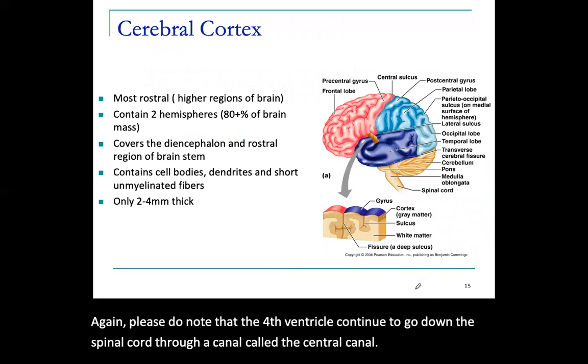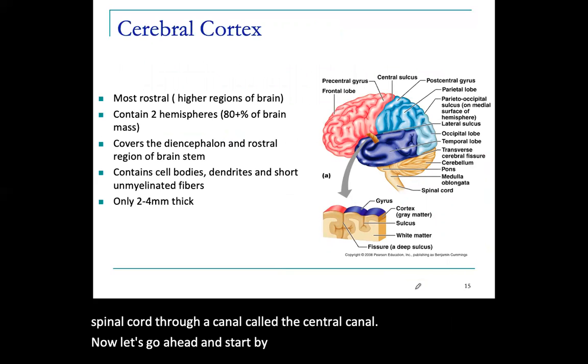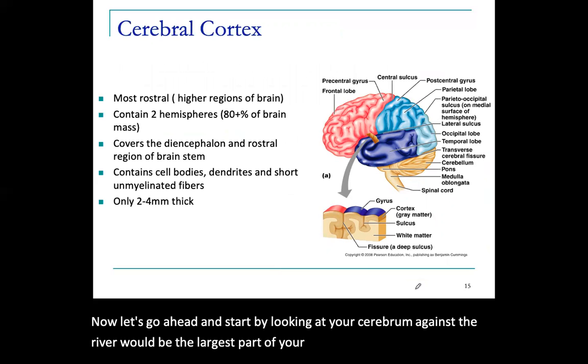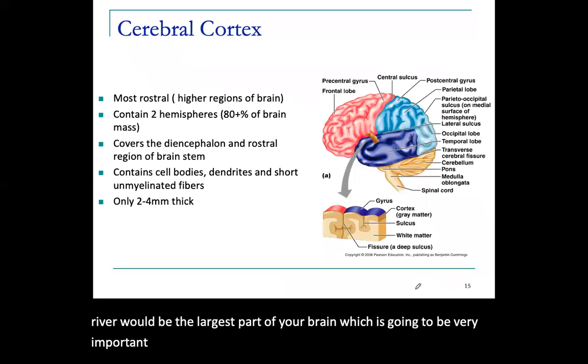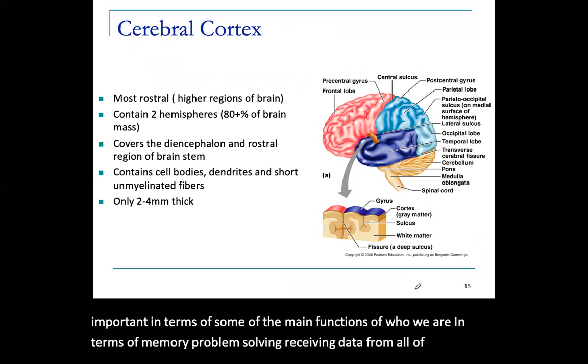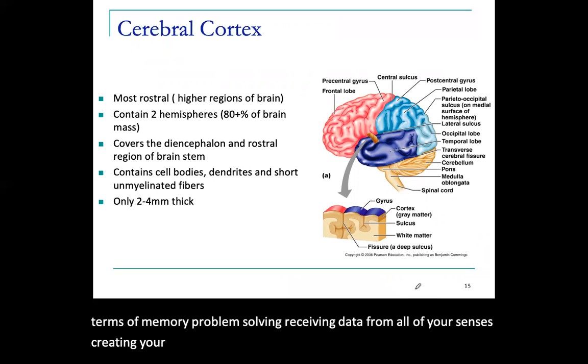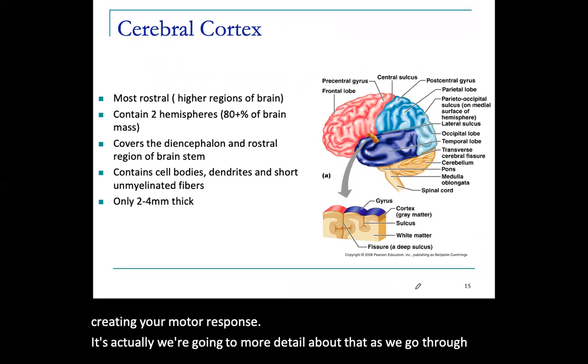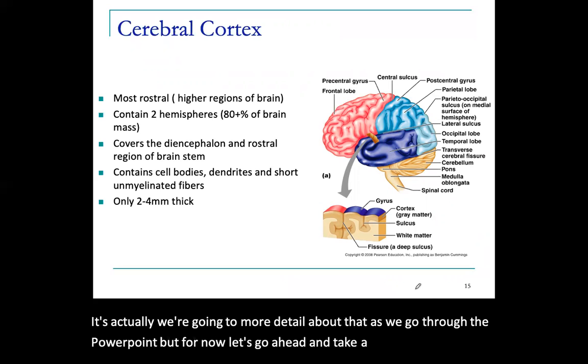Now let's go ahead and start by looking at your cerebrum. Again, the cerebrum is the largest part of your brain, which is going to be very important in terms of some of the main functions of who we are, in terms of memory, problem solving, receiving data from all of your senses, creating your motor response, etc. We'll go into more detail about that as we go through the PowerPoint. But for now, let's take a look at the anatomy of our cerebrum.